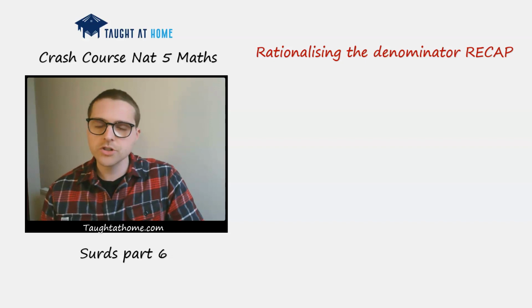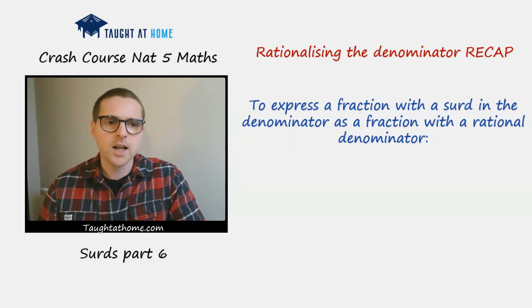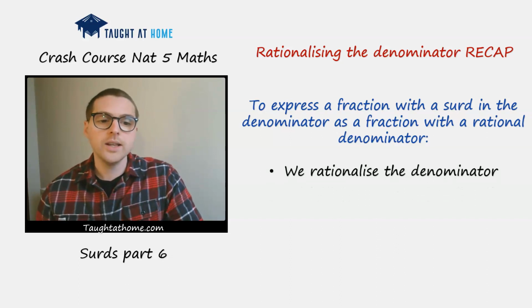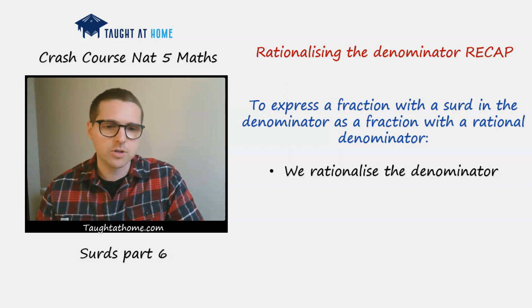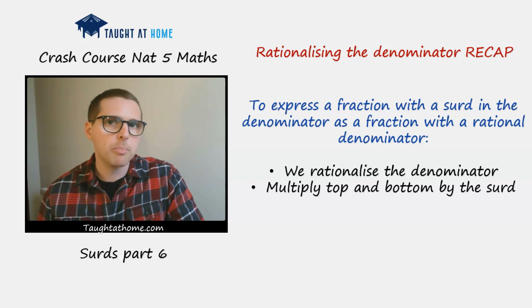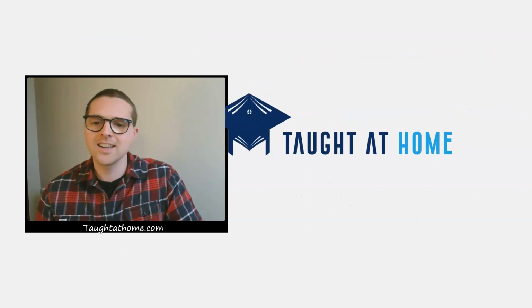Okay, so just to recap on that, to express a fraction with a surd in the denominator as a fraction with a rational denominator, we need to rationalise the denominator. So this is the term that comes up. And to do this, we multiply the numerator and the denominator by the surd. We simplify if necessary, and that gives us the answer.